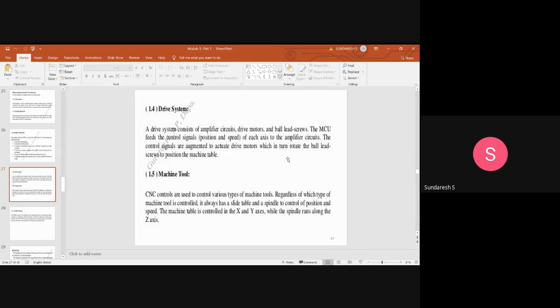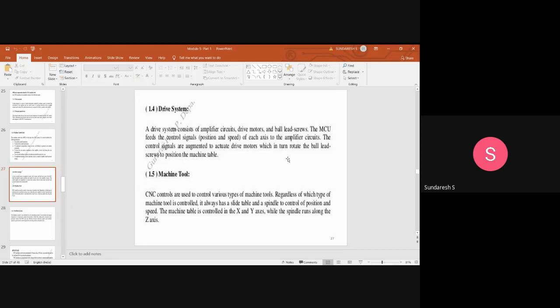CNC controls are used to control various types of machine tools. Regardless of which type of machine tool is controlled, it always has a slide table and a spindle to control of position and speed. The machine table is controlled in the X and Y axes, while the spindle runs along the Z axis.